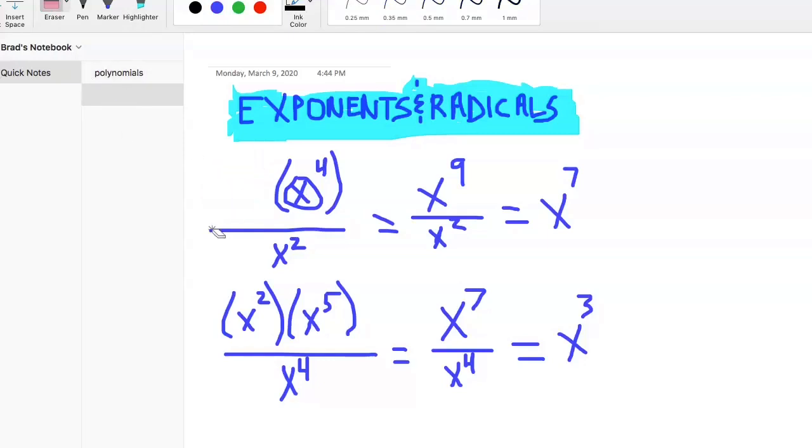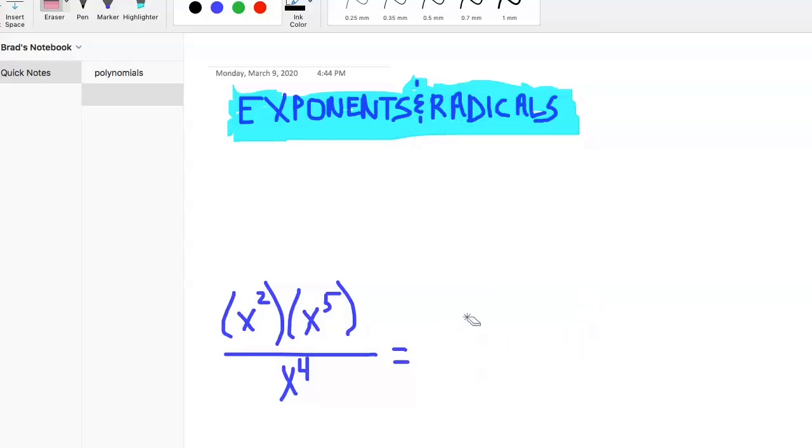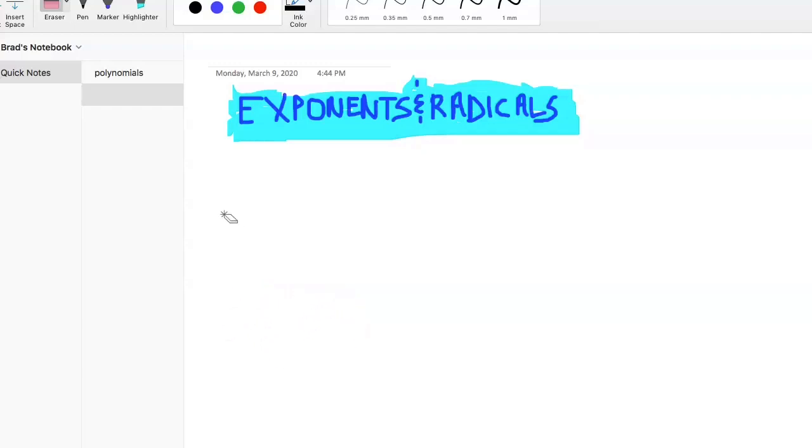Base is the same. We're multiplying them, add those exponents. When we're dividing exponents, we subtract the exponent. That's all you got to know for that type of problem. Pretty simple.